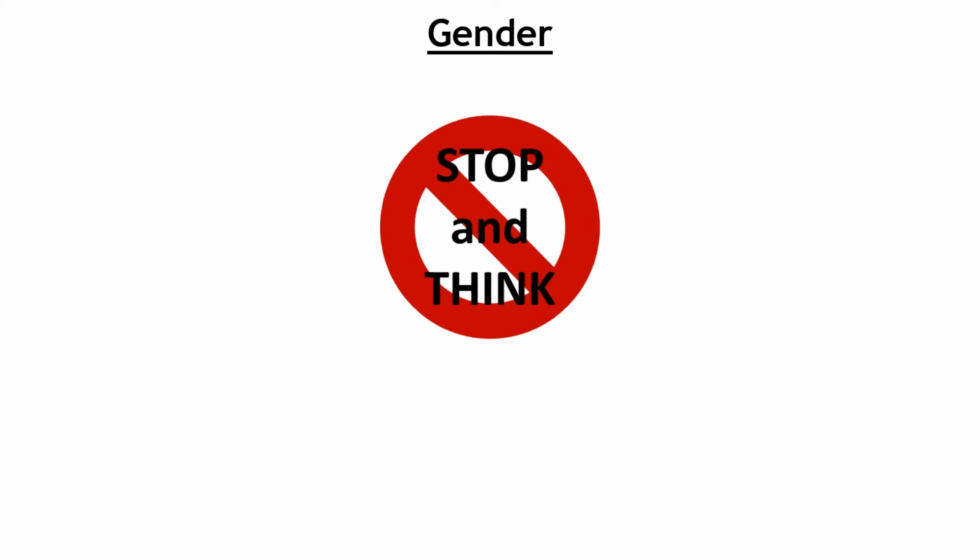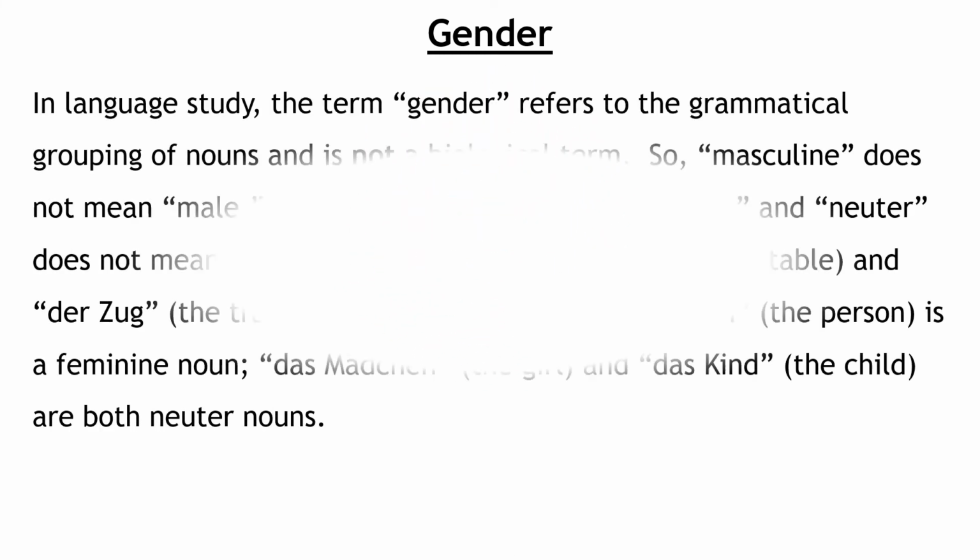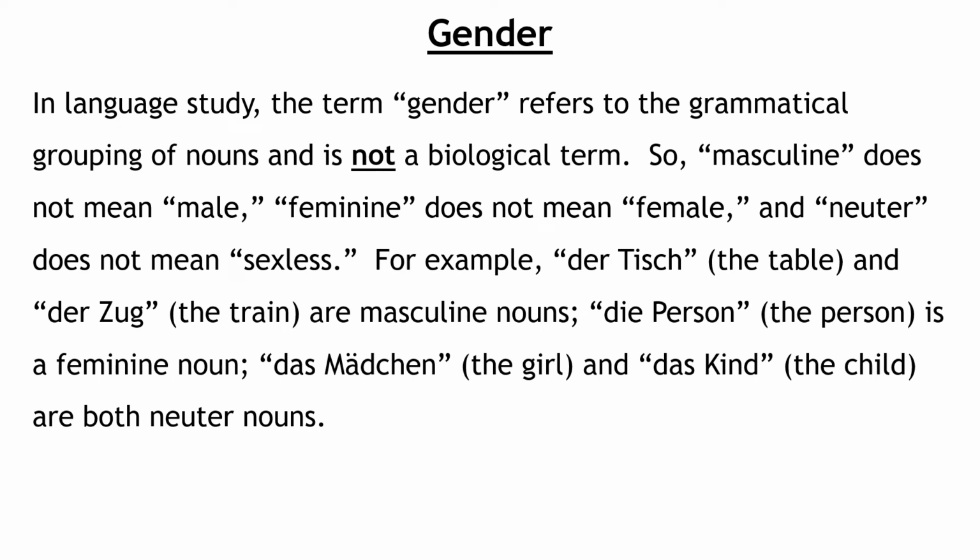Now let's think about gender. In language study, the term gender refers to the grammatical grouping of nouns and is not a biological term. So masculine does not mean male, feminine does not mean female, and neuter does not mean sexless. For example, der Tisch, the table, and der Zug, the train, are masculine nouns. Die Person, the person, is a feminine noun. Das Mädchen, the girl, and das Kind, the child, are both neuter nouns.